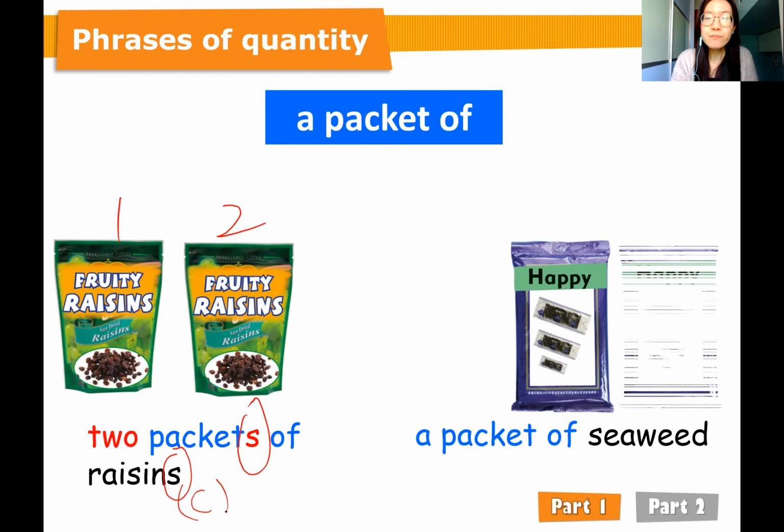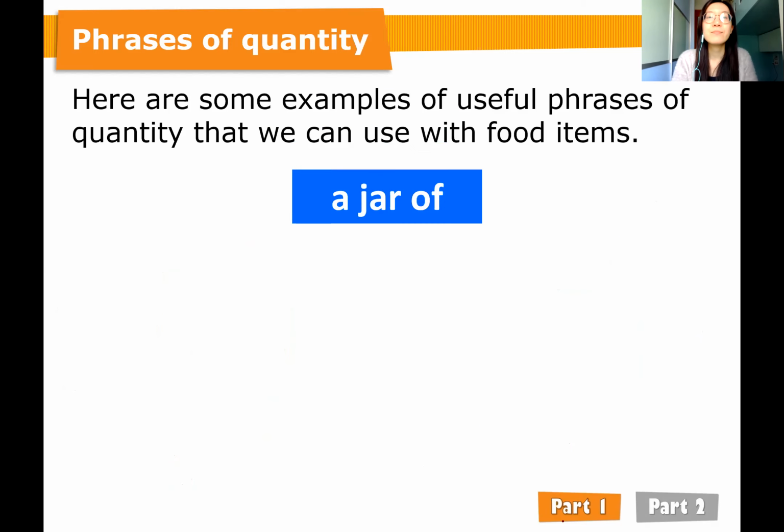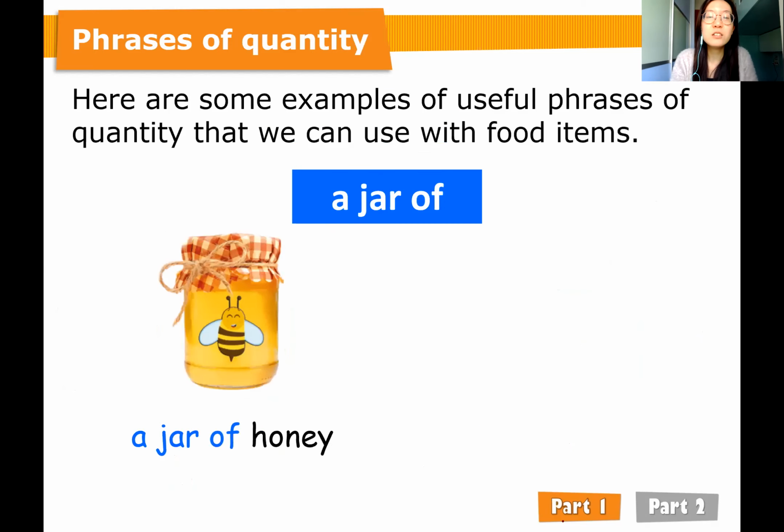Okay. 2 packets of seaweed. 點解有 S 嘅？ Because 1, 2. 2 packets. Seaweed is uncountable. 佢數唔到嘅喎，所以唔可以有 S 嘅。No S here. Okay. A jar of honey.